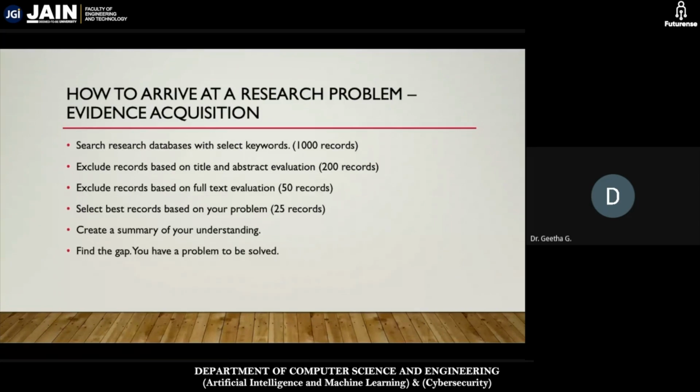See that the solution is feasible. See that your problem is specific and focused. When you have all these qualities, then you can understand that you have arrived at a problem to be solved.